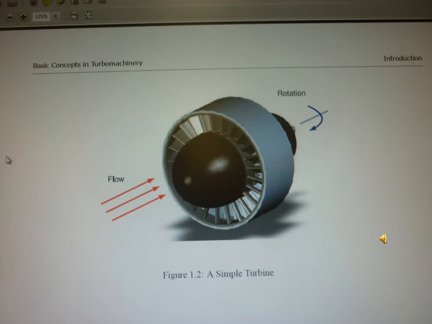So this is a Siemens turbine. When the air flows into the turbine, the turbine will be rotated. Air flows into the axis of the turbine and the air makes it rotate.